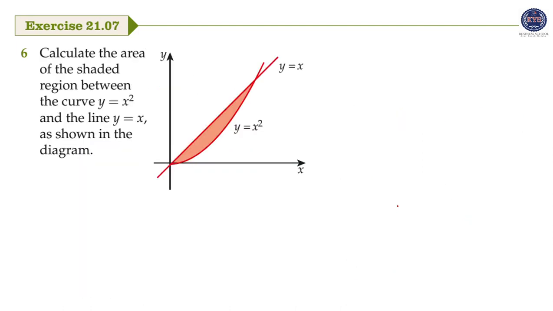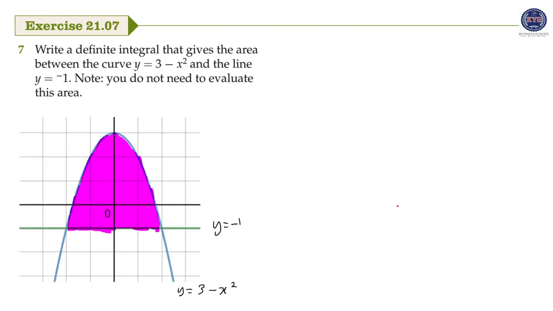Alright, moving on. Number 7. Write a definite integral that gives the area between the curve and the line y equal to 1. Note, you don't need to evaluate this area. They did not ask us to calculate the area. They just ask you to identify the correct integration or the notation of the integration. Okay, now by using Desmos, I sketch. Okay, in the online exam also you can use Desmos for your reference.